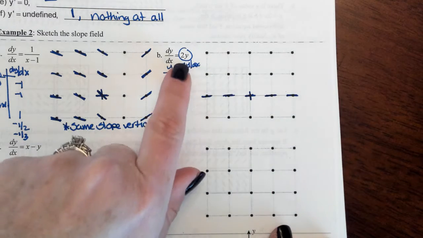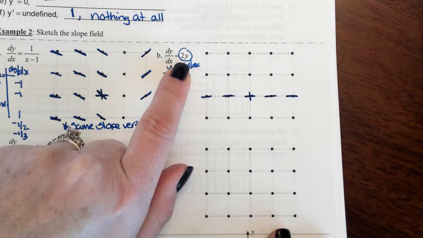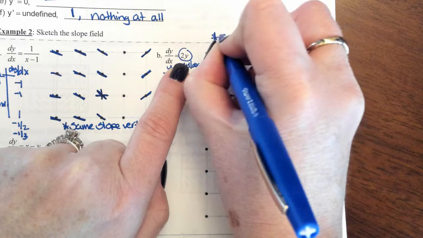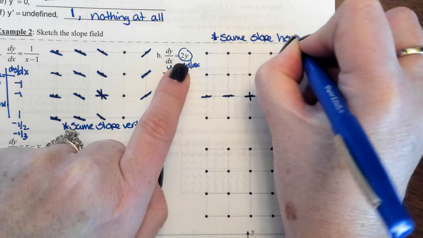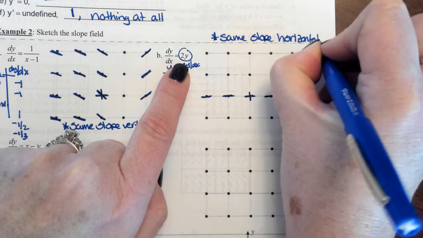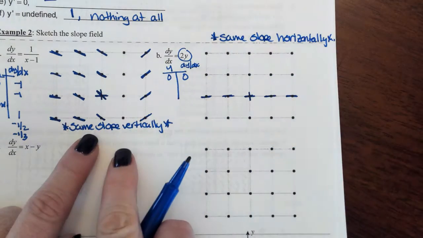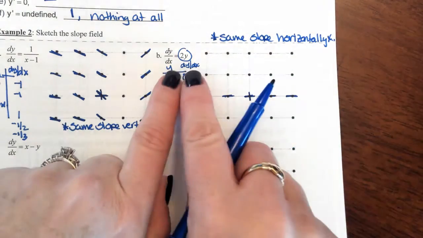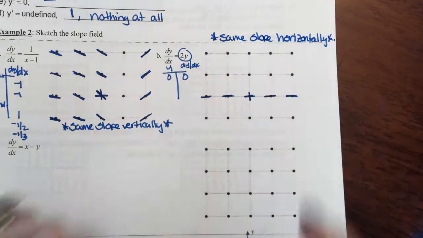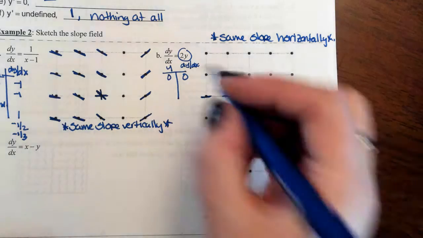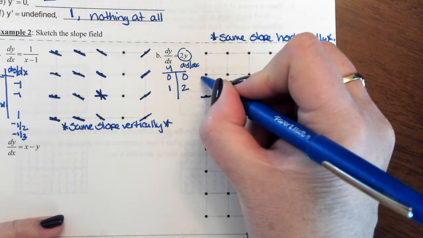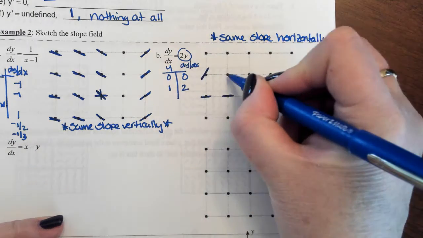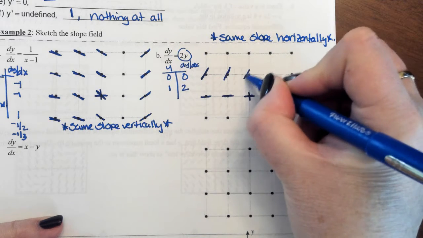So when you have a differential equation with just y's in your slope field, instead you're going to have the same slope horizontally. So for x's, you end up having the same slope vertically. For a differential equation which is just y, you'll have the same slope horizontally. So when y is equal to 1, you end up with a slope of 2. So I want to make this a little bit larger than a 45-degree angle.